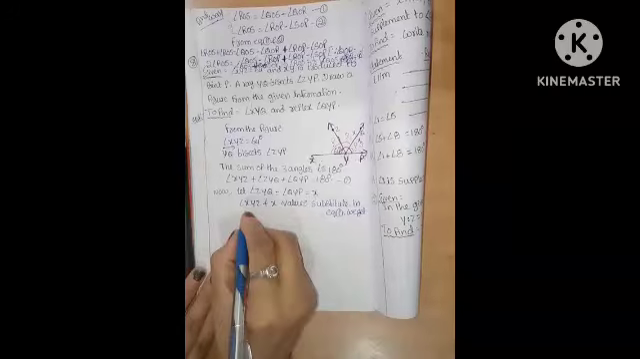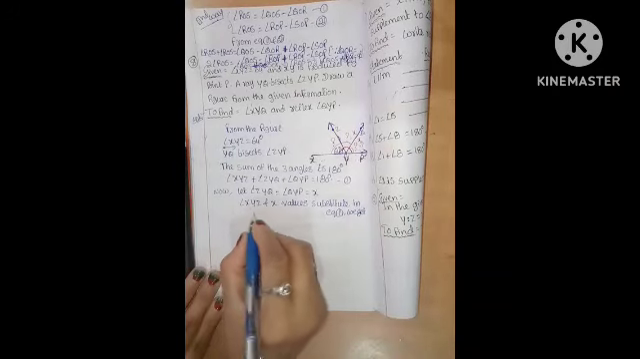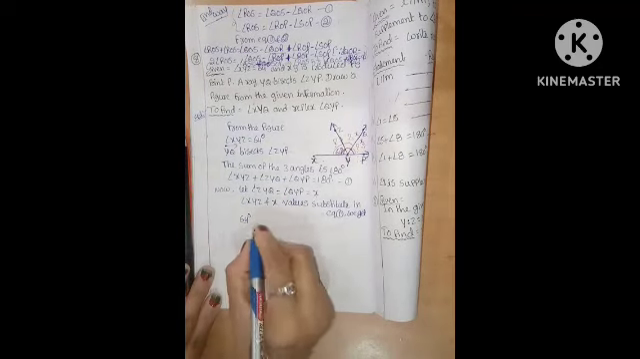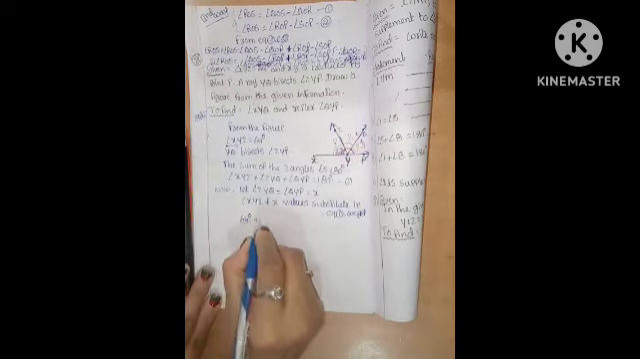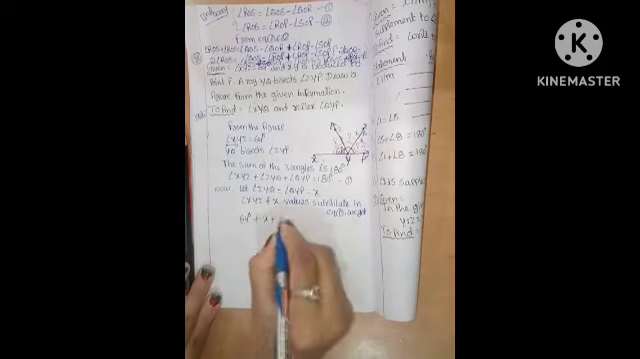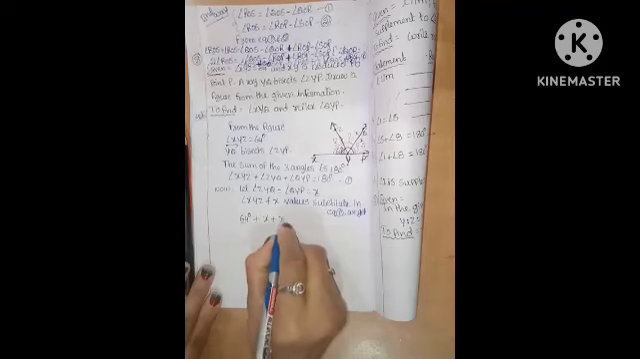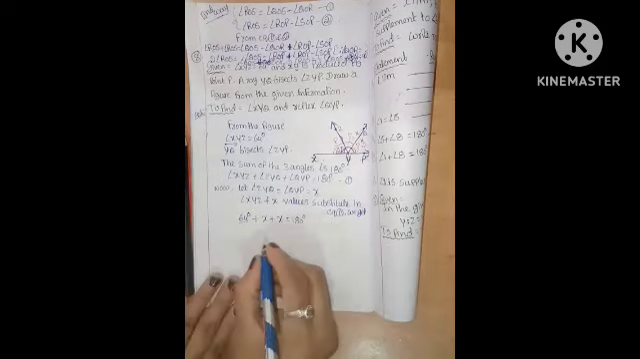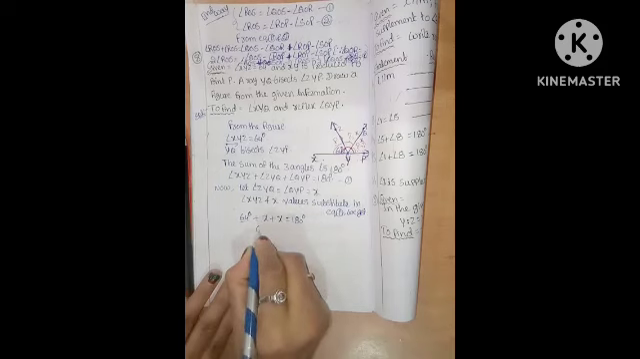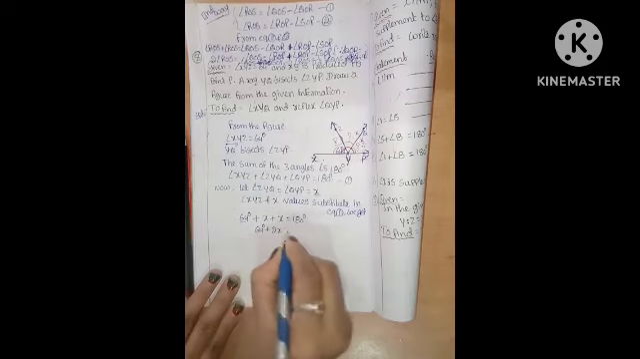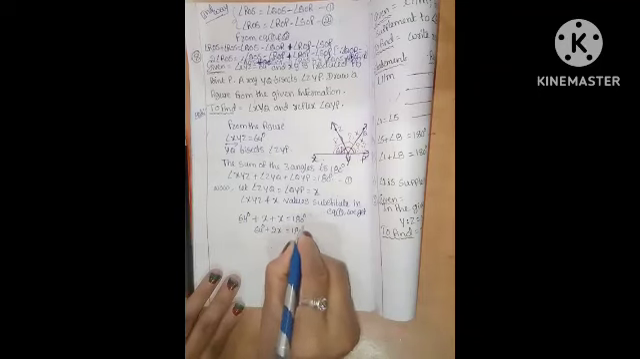What will we get? Angle XYZ is given in the problem. What is the value given? 64 degrees plus angle ZYQ, which is nothing but x. Next, angle QYP is also x. So it is equal to 180 degrees. So 64 degrees plus x plus x, that is 2x, is equal to 180 degrees.